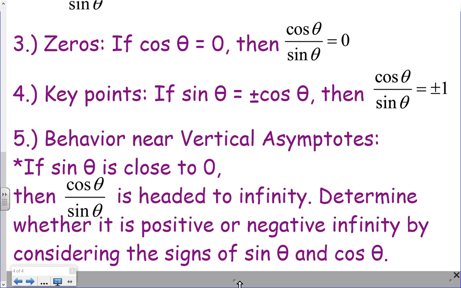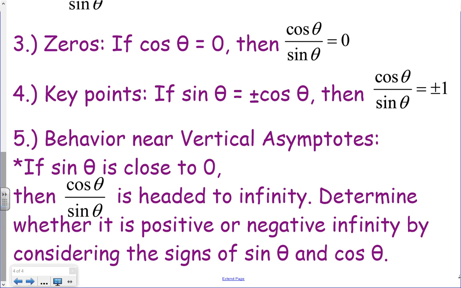You can determine whether you're headed towards positive or negative infinity by considering the signs of both sine of theta and cosine of theta. So this is a little bit different from what we said on the last one, but I'm still considering what's happening around my vertical asymptotes. The key here is that I have to consider whether the numerator is positive and the denominator is positive. If I take the ratio of two positive numbers, I, of course, end up with a positive result. When they have opposite signs, I'm going to be heading towards negative infinity. So if they have the same signs, both positive or both negative, the ratio is positive. If they have opposite signs, then the ratio is negative.